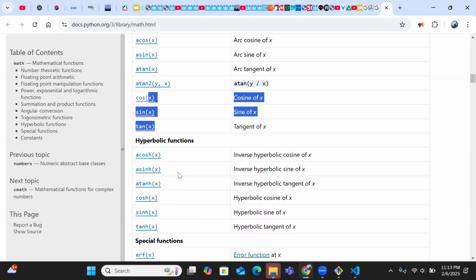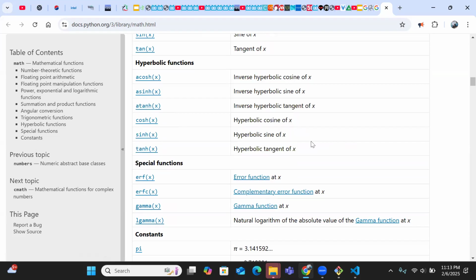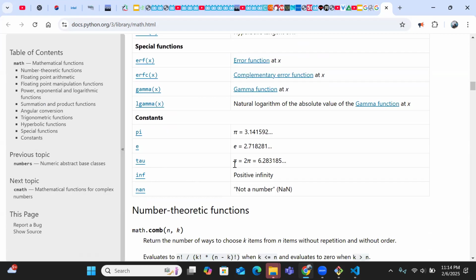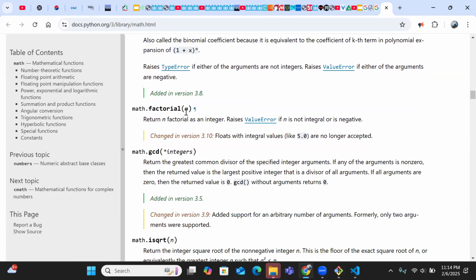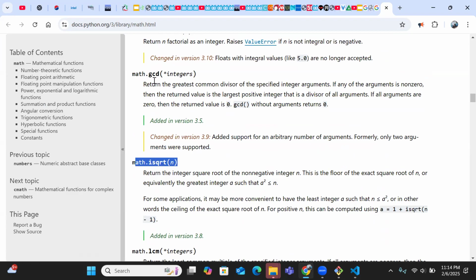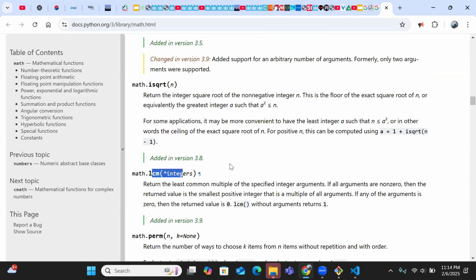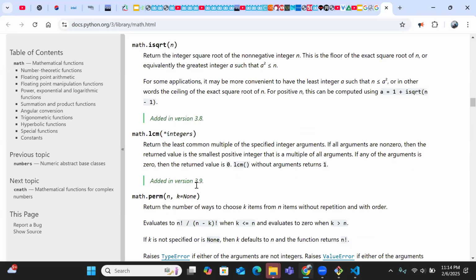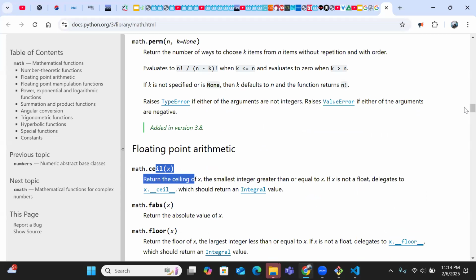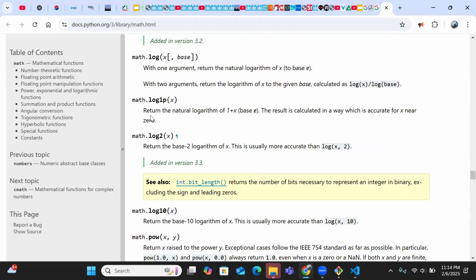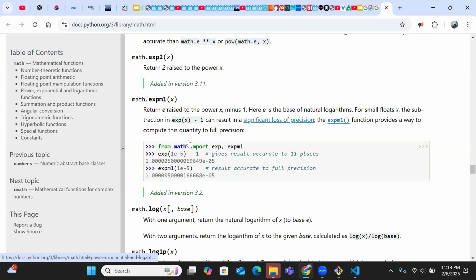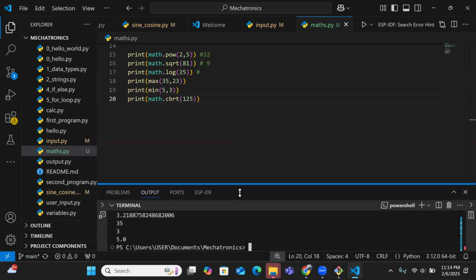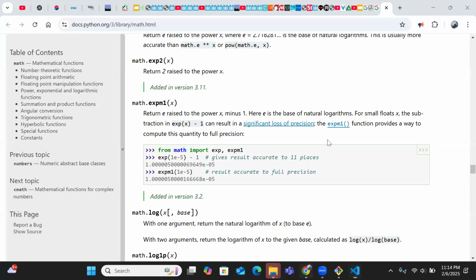Then hyperbolic functions. Some of these are very useful: the value of pi, the value of e, tau, all those. Math.factorial, that's how you use it. Math.gcd, math.lcm, math.ceil. Do you see where you can get the solution if you are stuck? Yes, the Python documentation online, that is where you get the help. So we have looked at the mathematical functions.